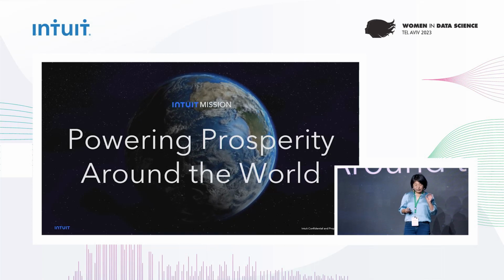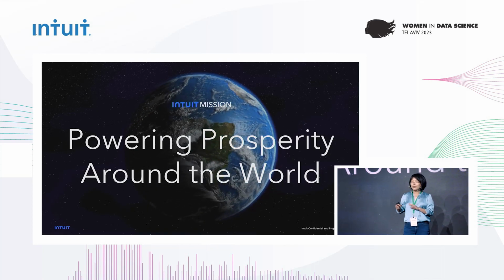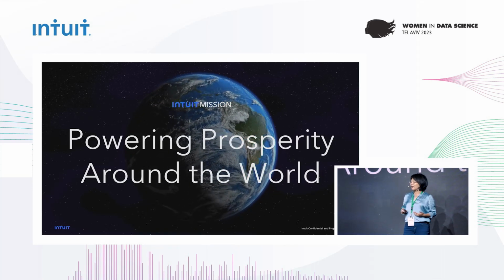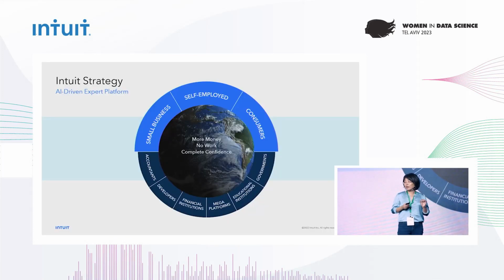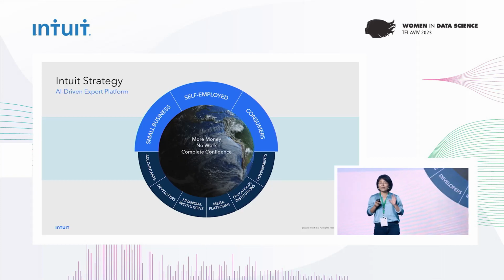Intuit's mission is powering prosperity around the world, so we do our best in helping our customers. The goal of accounting automation is right in the center of this circle. Basically, this is our aspirational goal: we want to deliver to our customers more money, no work, and complete confidence. You may say complete confidence is not achievable. Yes, I agree with you, but this is our aspirational goal. We want to go towards that target state as close as possible.